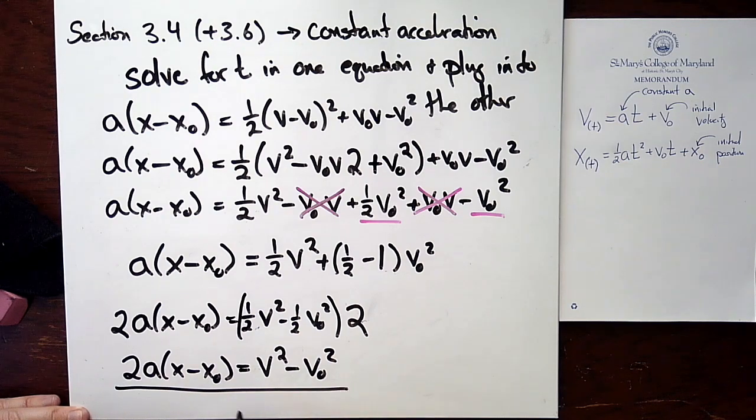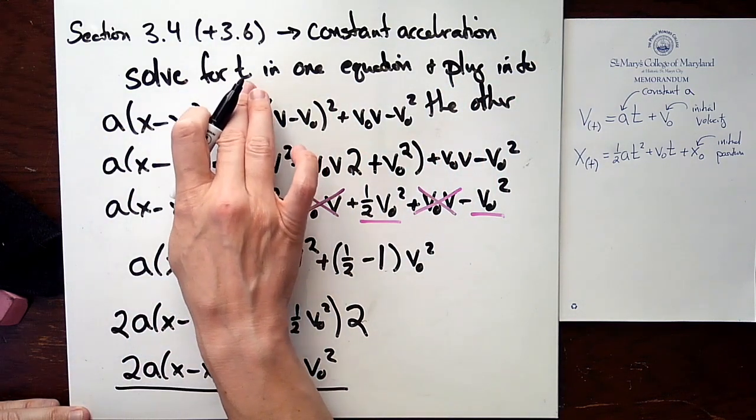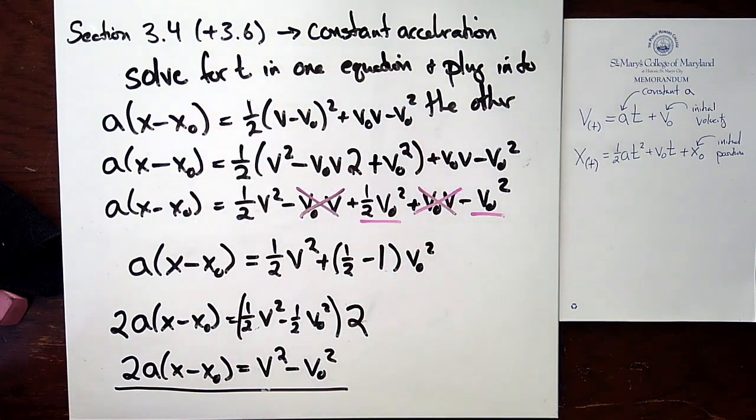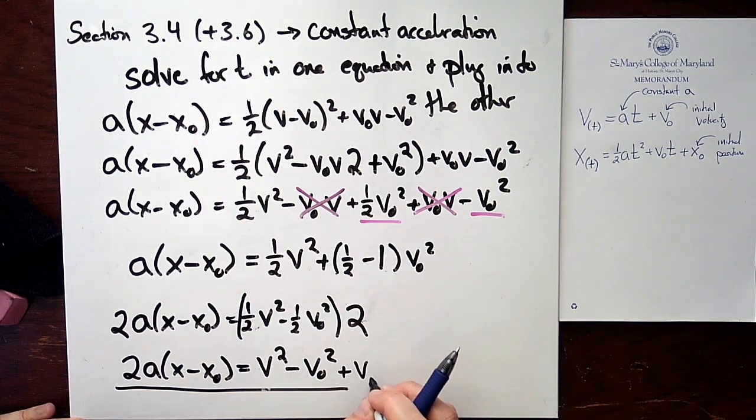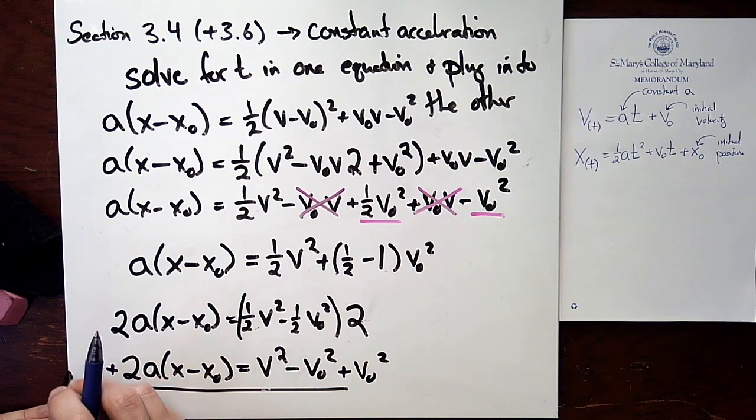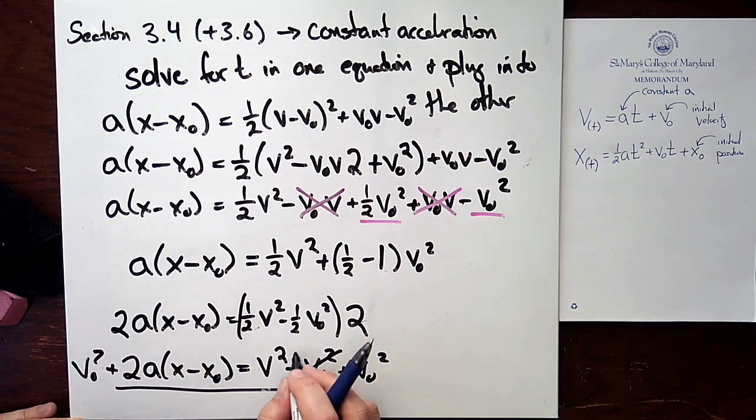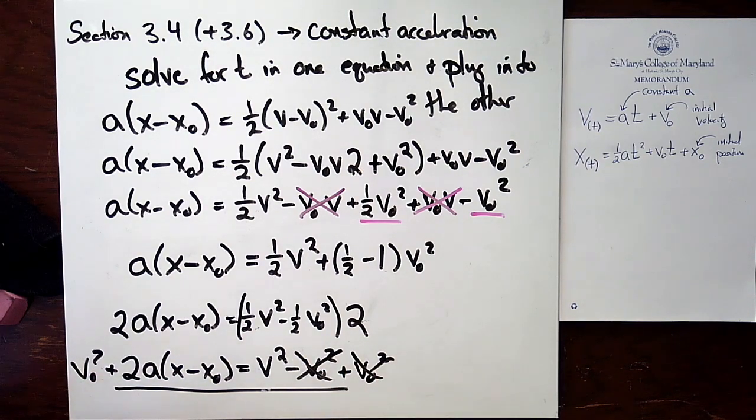And there I have an equation for the velocity that doesn't have time in it, which is what we were starting out here. We wanted to get rid of time, so we solved for time in one of the equations, and we plugged it into the second equation. So let's write this guy down. So first I'm going to add v naught squared to both sides of the equation. Those will cancel, and then I'll get v squared all by itself.